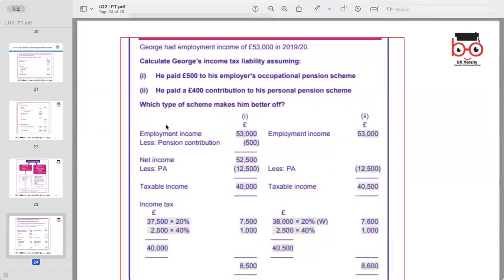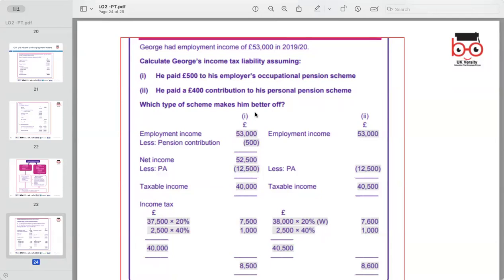George had employment income of 53,000 pounds. Calculate George's income tax liability. He paid a 500 pound contribution to his employer's occupational pension scheme, and he paid a 400 pound contribution to his personal pension scheme. So which type of scheme makes him better off?